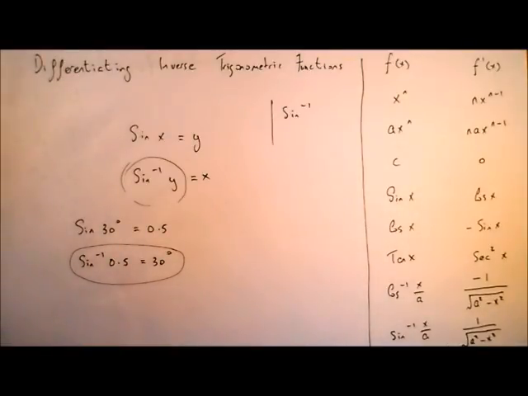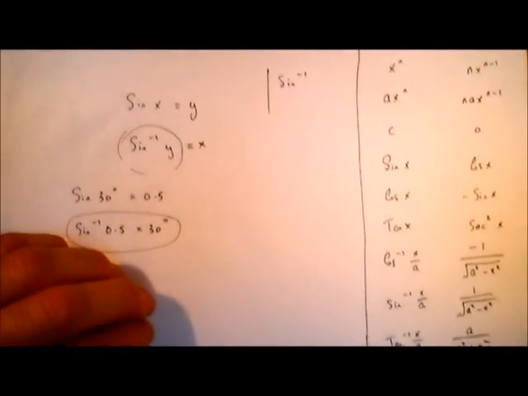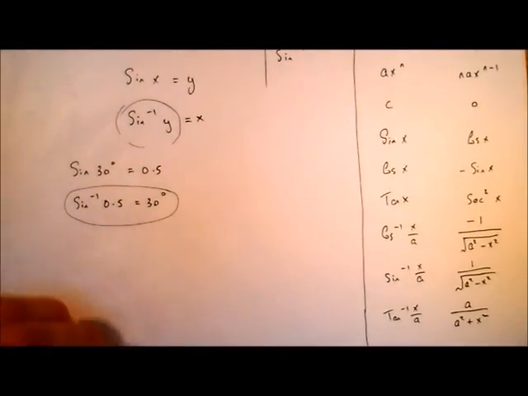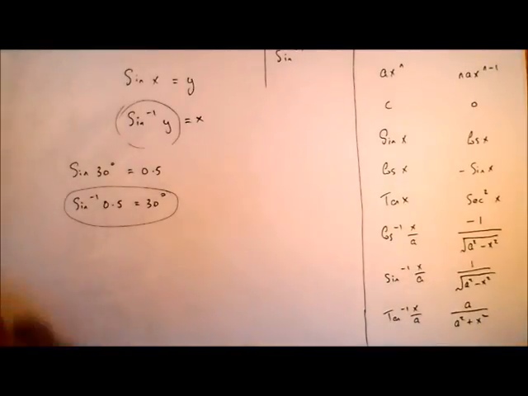If you want to differentiate sine inverse x over a, I'll get 1 all over the square root of a squared minus x squared. And then the third one, if I want to differentiate tan inverse x over a, there's no square root this time. I'll just get a all over a squared plus x squared. So let's have a look at a few examples of differentiating using that.